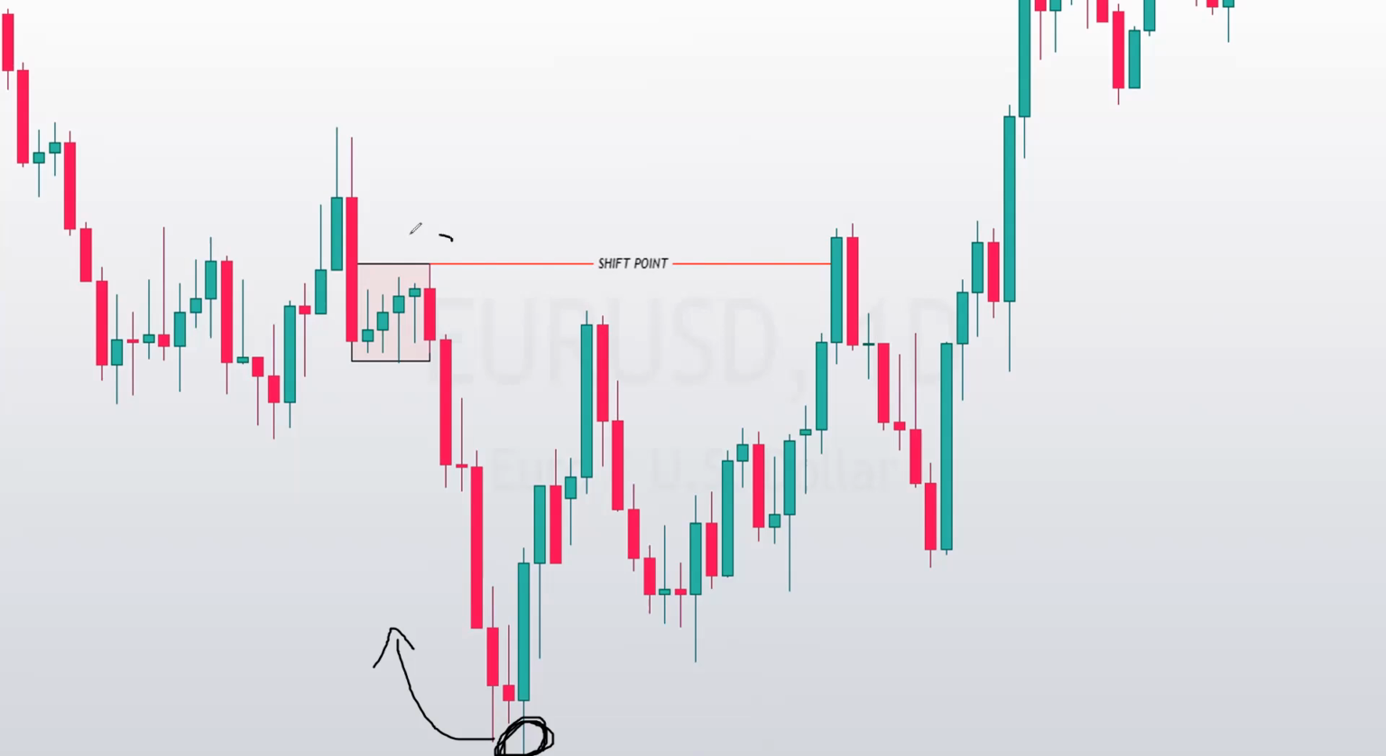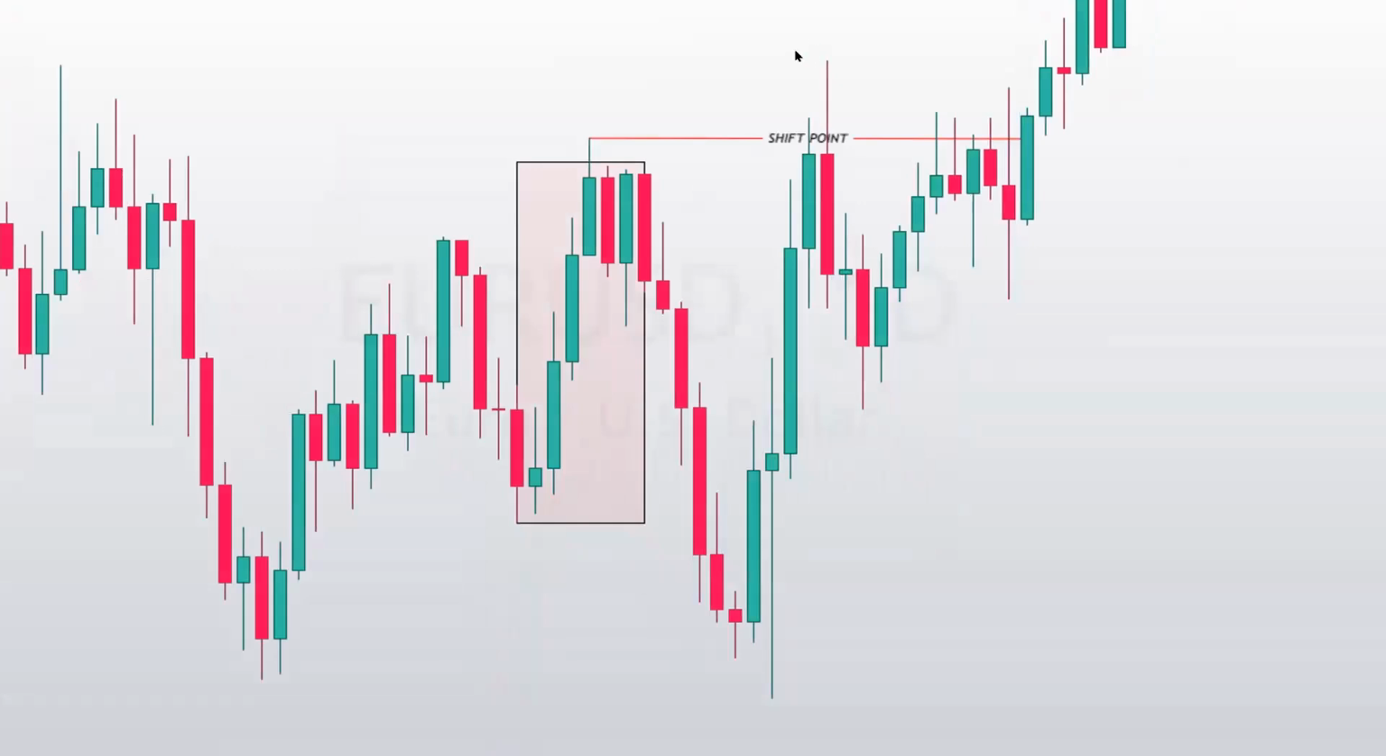As you can see here, this was my structure. The market closed below this structure, as you can see. Also, the market closed above this certain point here. So now this here is my shift point. Now I can officially say that this price is no longer in a downtrend. Now the market is going up. Are we clear to that point? Yes, we are.